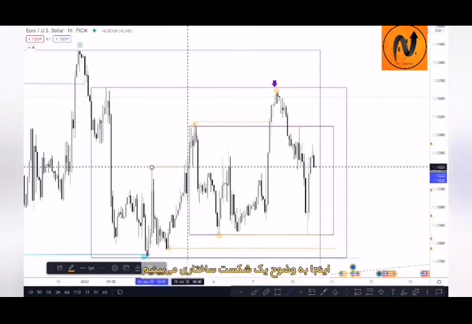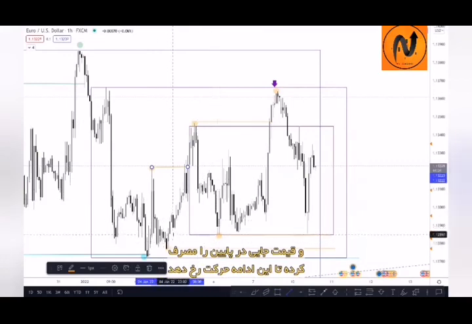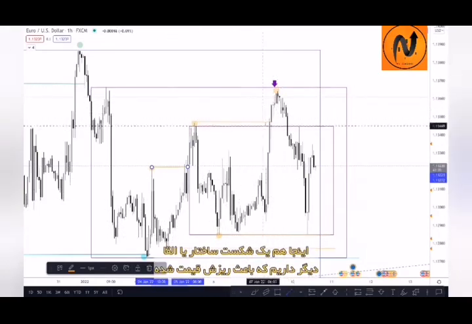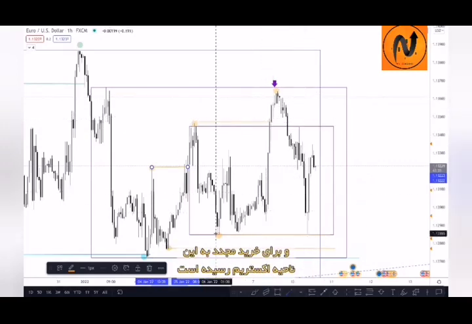Here we clearly have a break of structure. This came down, mitigated something down here for this to continue. We had another break of structure and or inducement, which caused price to sell off, right? Come back to this extreme to buy up again.